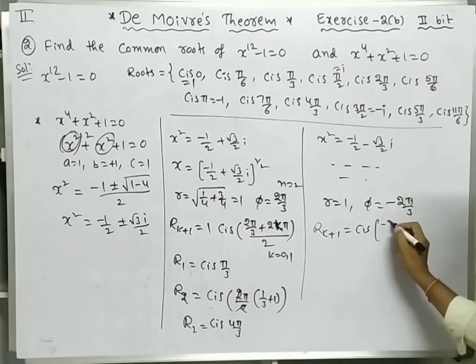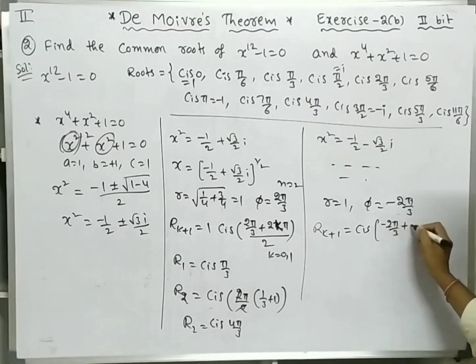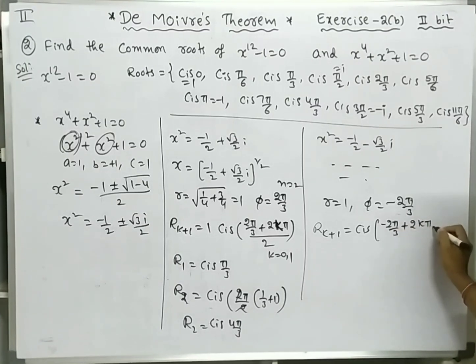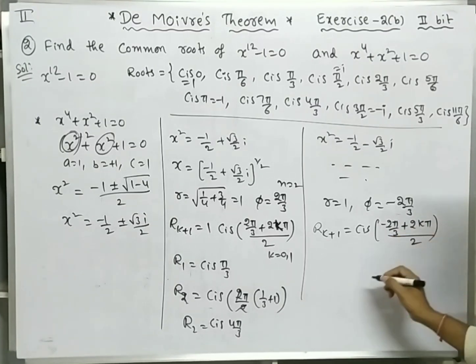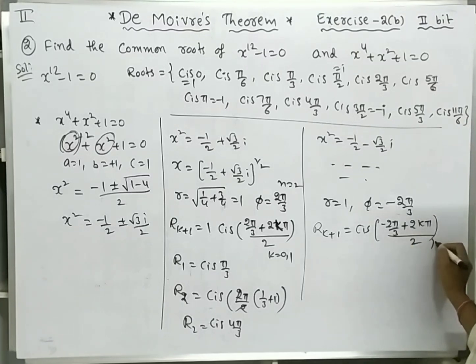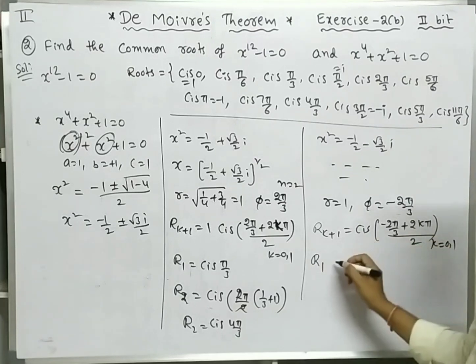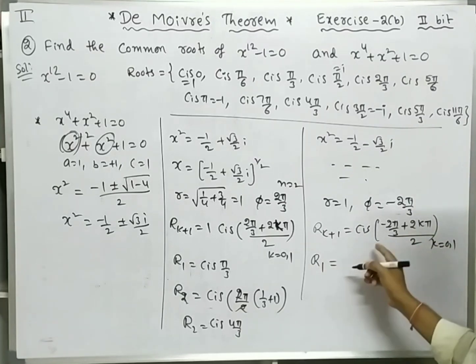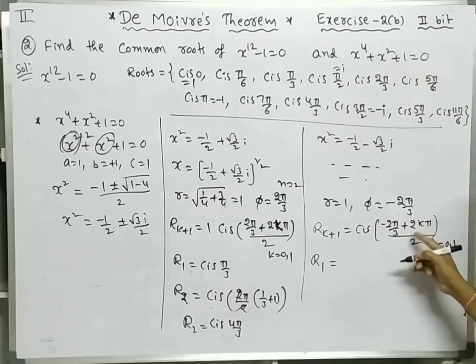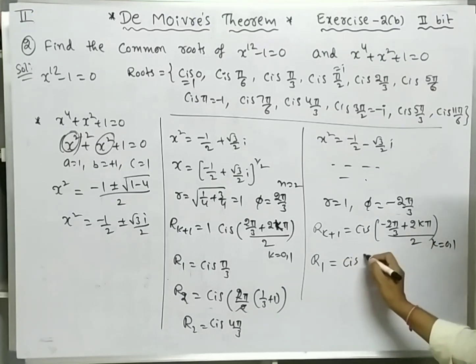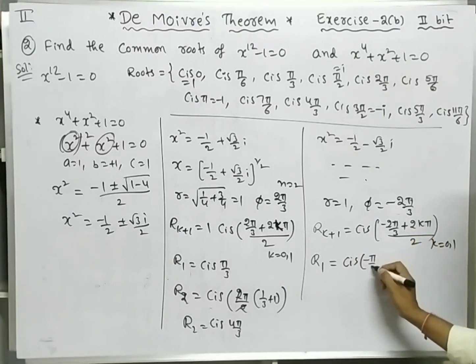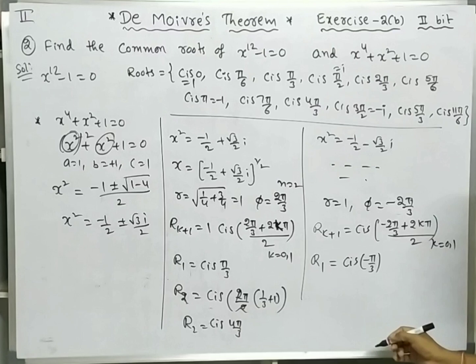Okay, so in this case, r^(k+1) is equal to square root of 1 cis of minus 2 pi by 3, here minus 2 pi by 3 plus 2k pi by 2. So k values are 0, 1. So the first root, that is r1, with k equal to 0, you will get cis minus pi by 3.